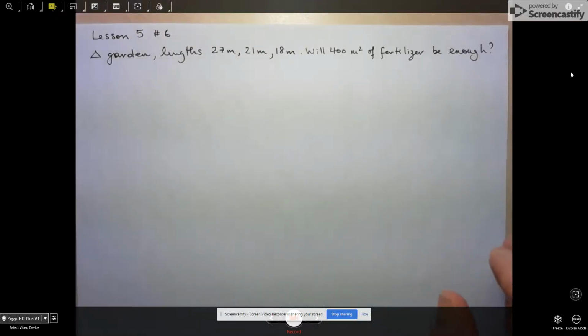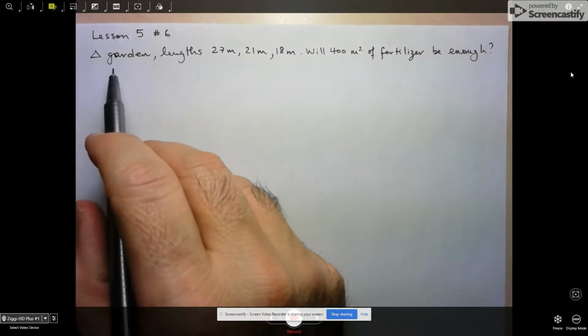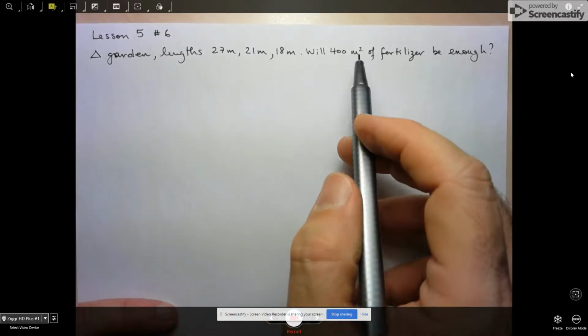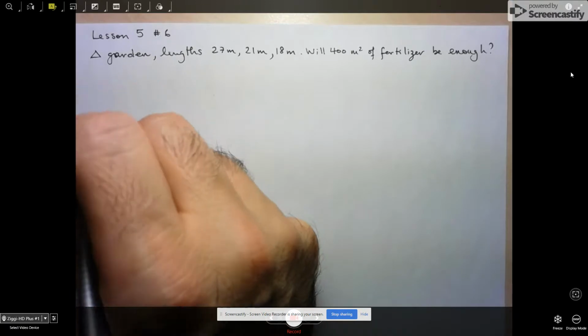Hi folks, we're going to take a look at number 6 from lesson 5. So the question here says that we have a triangular garden with these side lengths given, and they want to know if 400 meters squared of fertilizer is going to be enough to cover the garden. All right, so let's start by drawing a diagram here.